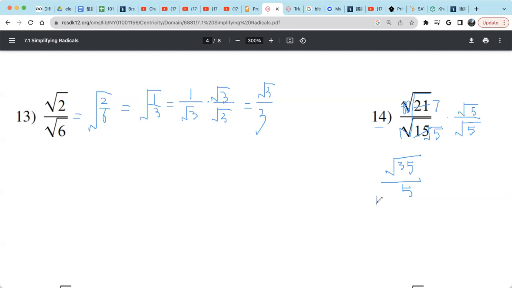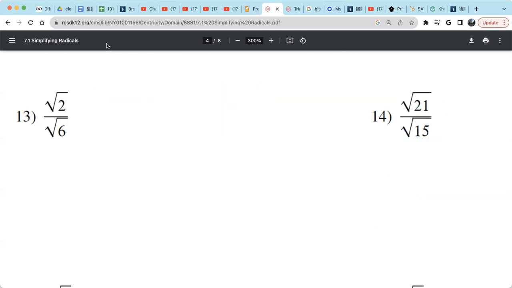Sometimes you may see this written as 1/5 square root of 35, just like when we write 1/5 x, or we can write x/5. So it's a similar argument.